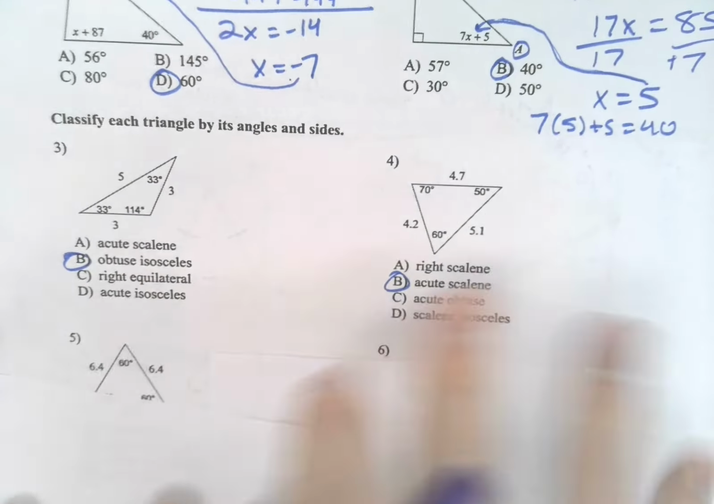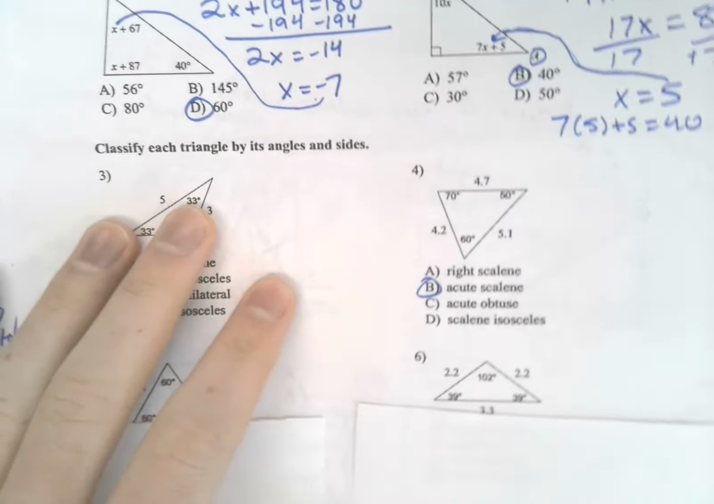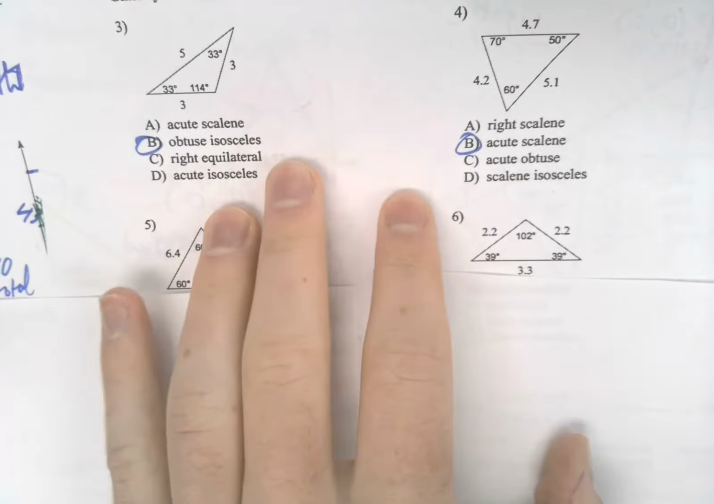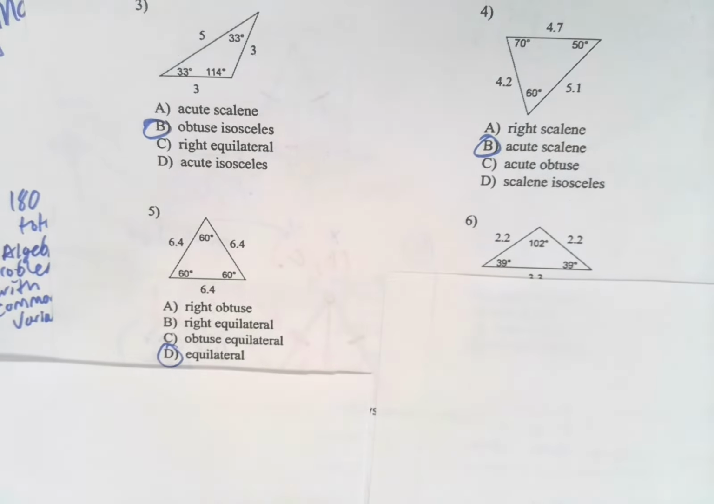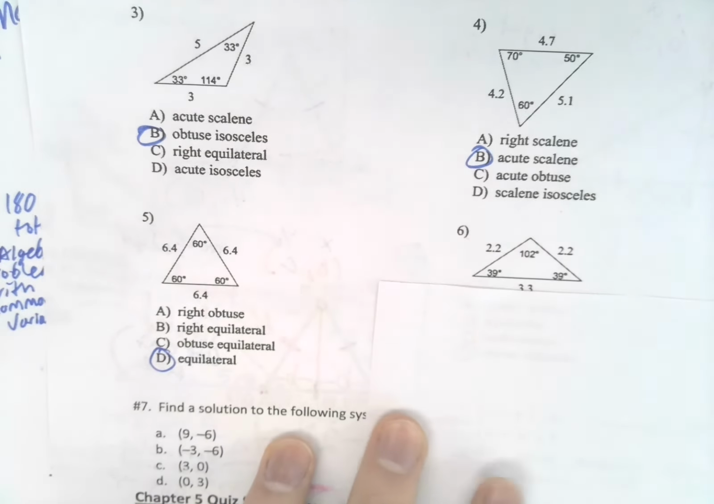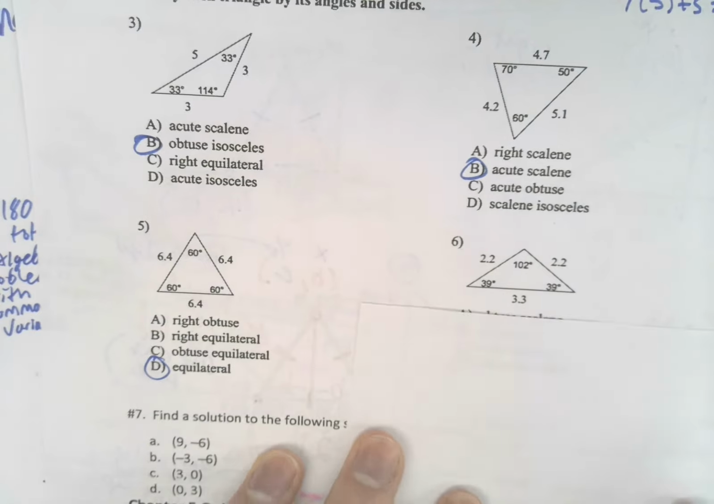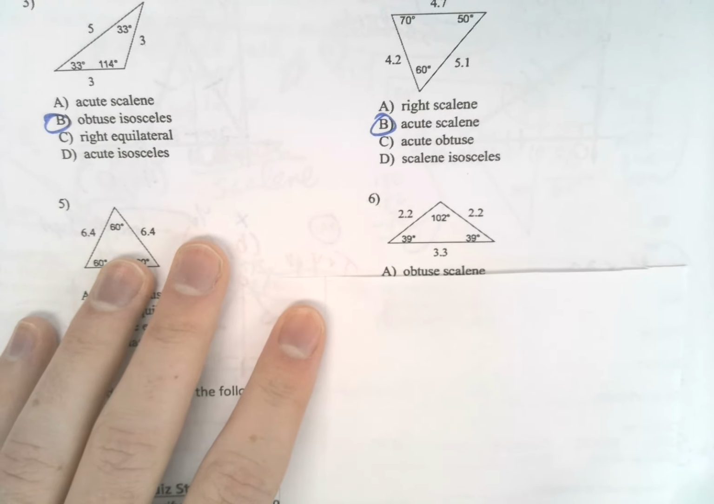Yep. And then how about last couple, 5 and 6? Let's go, Taya. What kind of triangle do we have on number 5? Equilateral. Straight up equilateral. Not a right equilateral, not an obtuse equilateral. Just an equilateral. How about, Justin, what do you got for number 6?